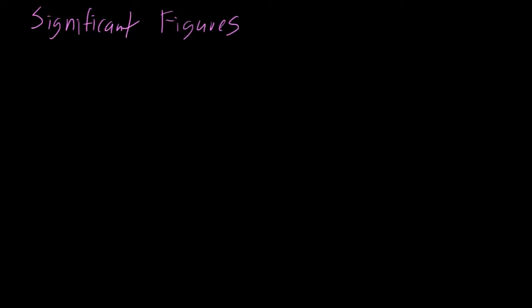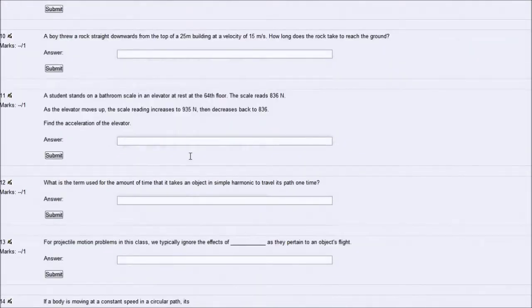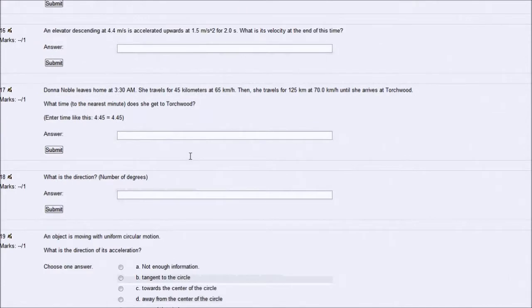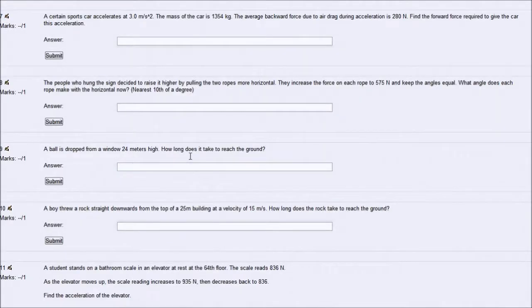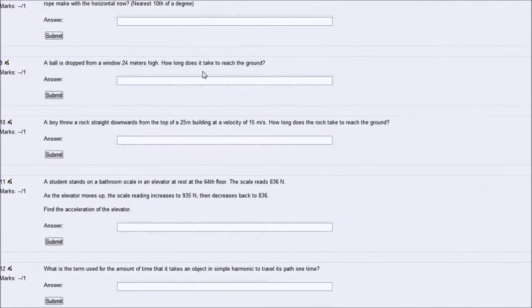One thing I do need to mention is that in this class, we will only be worried about significant figures if we say that we're going to be worried about significant figures. With some of the problems that I do with Moodle, well, actually I'll show you. So here we go. These are the sorts of problems you'll see nearly every day. Probably not so much the multiple choice, though sometimes. And you see that these are basically physics problems. Ball shot from a window 24 meters high. How long does it take to reach the ground? Some of you may know how to do that right now. Some may not.